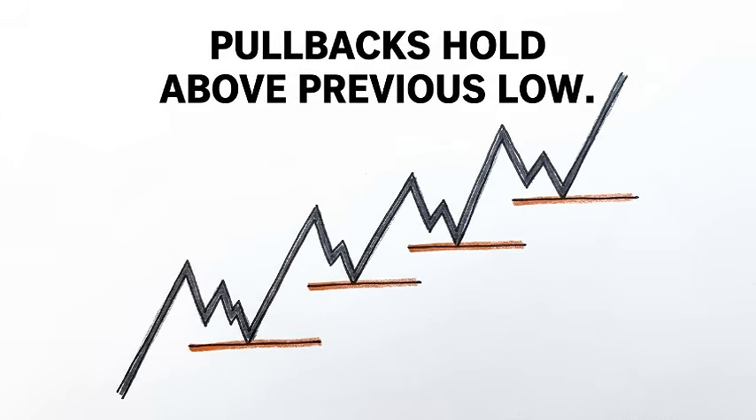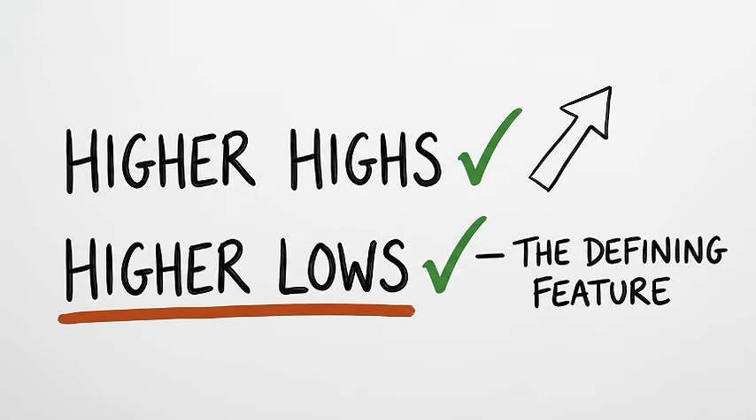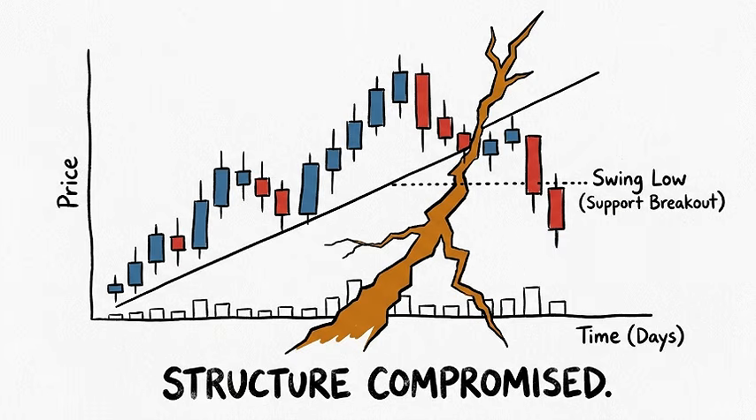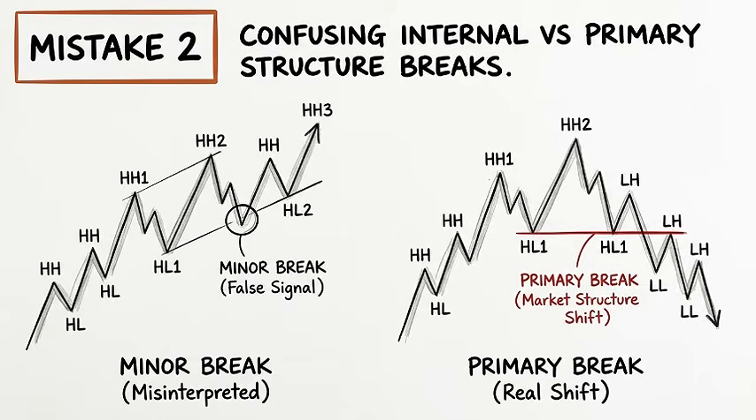In an uptrend, each pullback holds above the previous swing low. That is the defining feature of a healthy uptrend. Not just higher highs, higher lows. The moment price closes below a previous significant swing low, the structure of the uptrend has been compromised. In a downtrend, each rally fails below the previous swing high. Lower highs and lower lows. The moment price closes above a previous significant swing high, the bearish structure is broken.